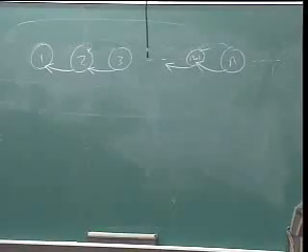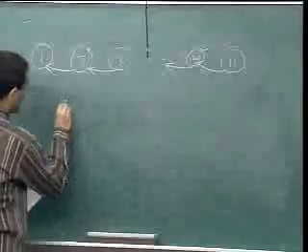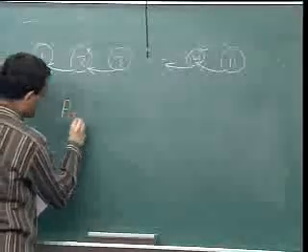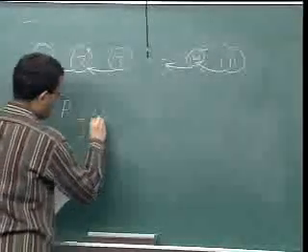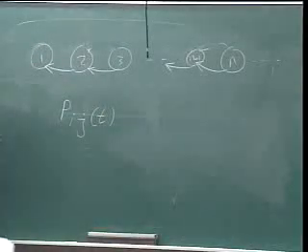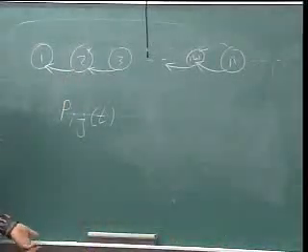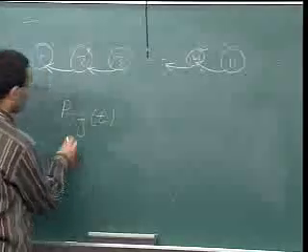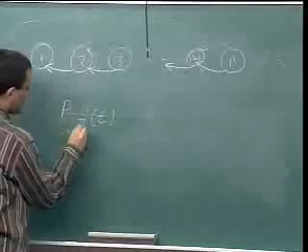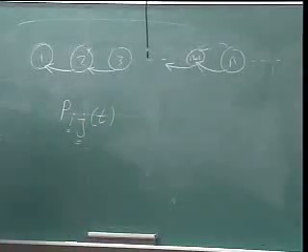Now, the question is, what's the P_ij(t)? Let's first see what it means. That's the most important thing. So what's the meaning of this P_ij(t)? Exactly. It's saying, what's the probability that we are now at stage i, we go to stage j after t seconds, t time units, whatever it is.